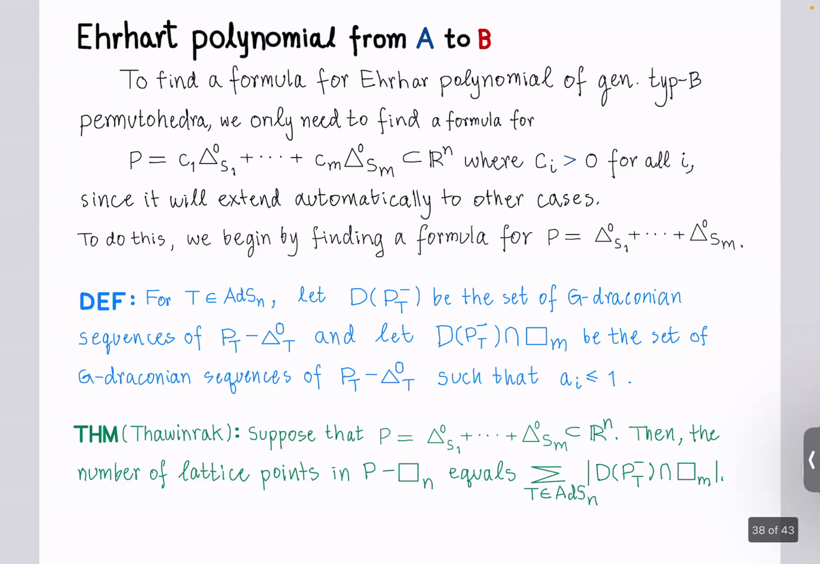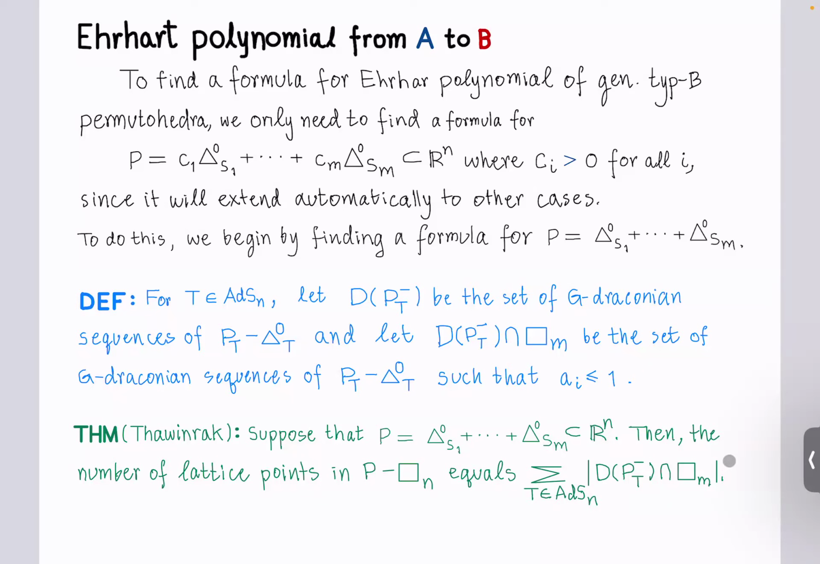And here is the main result that I found. Suppose that P looks like this. Again, the coefficients are 1, 1, 1, 1 in Rn. Then the number of lattice points in this type B permutohedron, P minus the n cube, is going to be equal to this sum here. But what is this sum? Let me explain what it is.